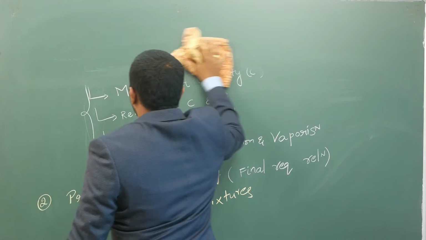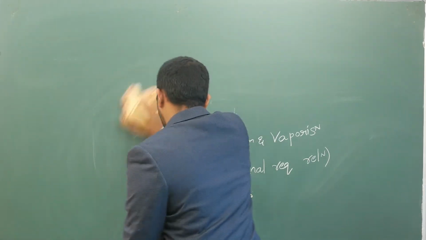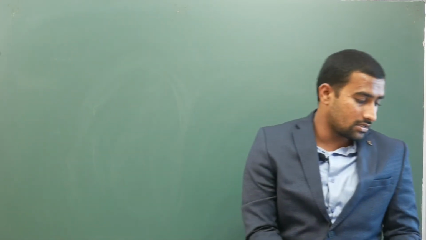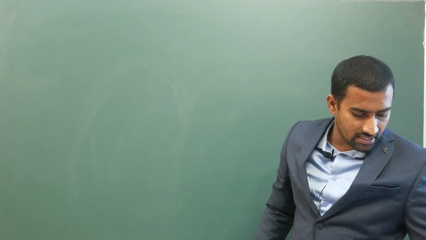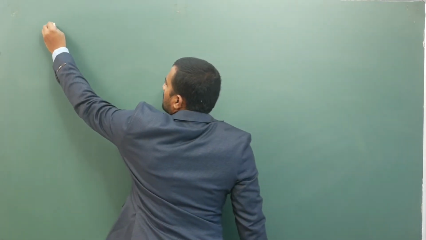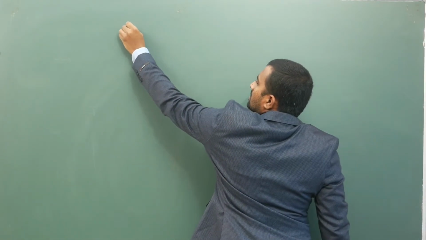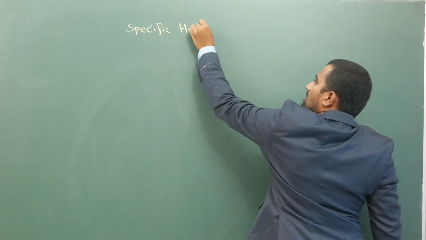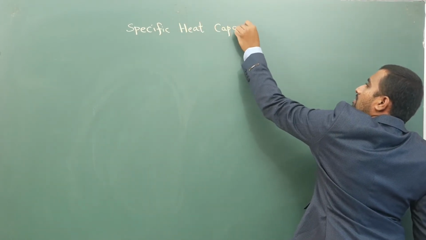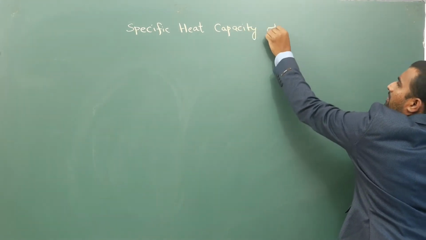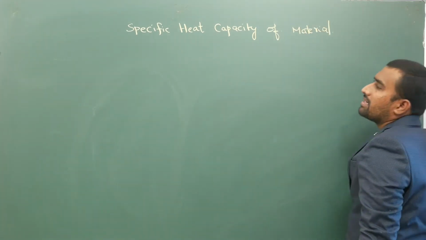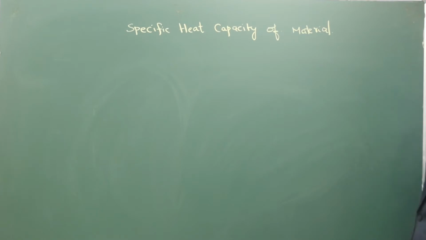First I'll start with specific heat capacity. The first term that we are going to see is specific heat capacity of material. Why did I write this material? I will tell you. It's not substance, it is material. So why is that? I will tell you.